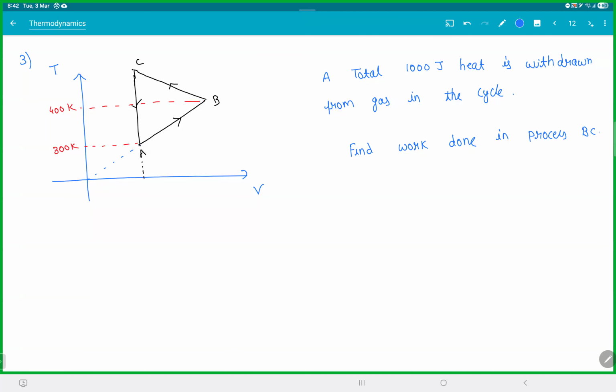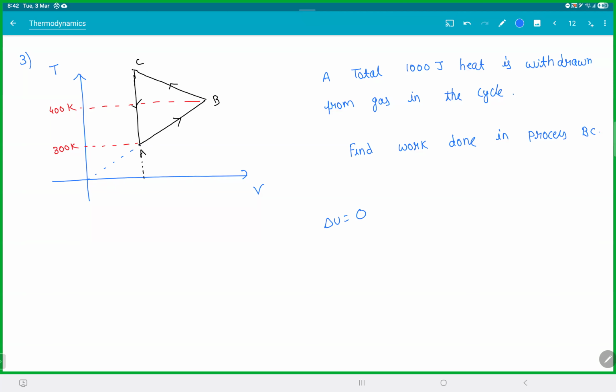Let me ask you this. If you start from A and come back to A, what is the delta U in this full cycle? In the full cycle, what is delta U? Zero, isn't it? Internal energy is a state function. So in the entire process, delta U is zero.